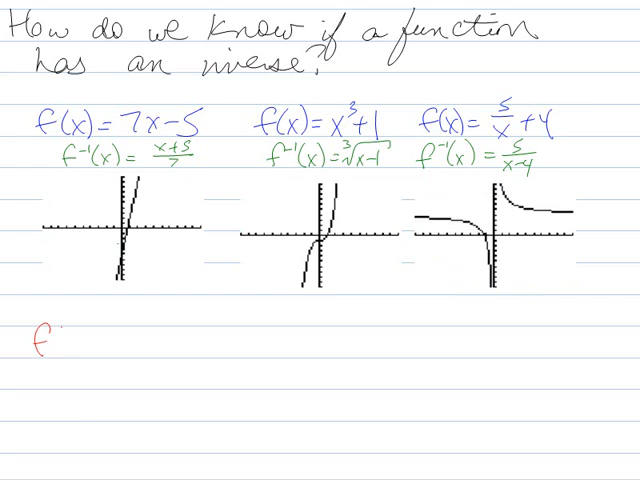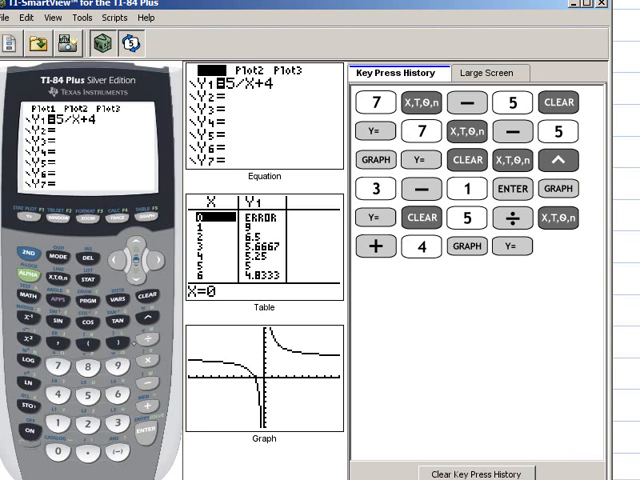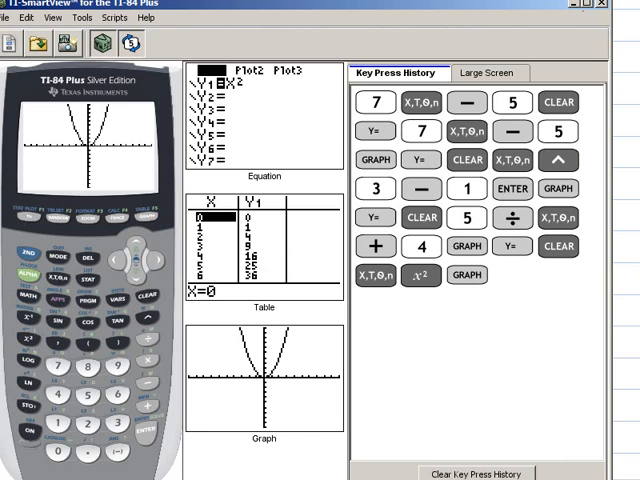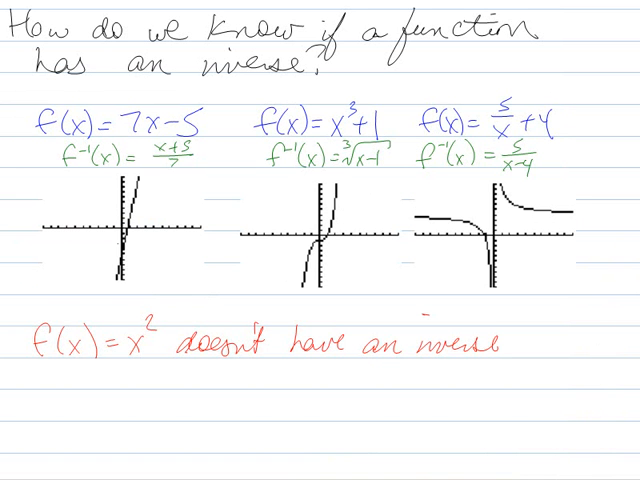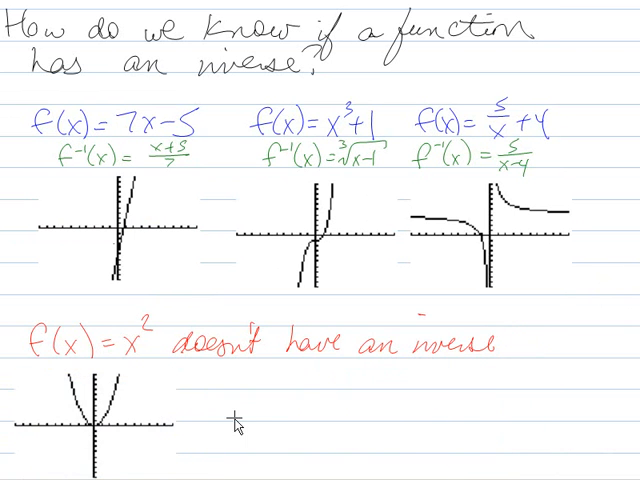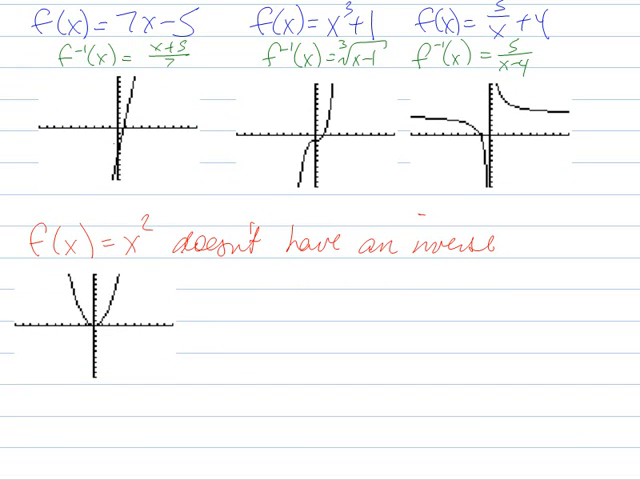Now we said f of x, x squared, doesn't have an inverse. So let's see what happens when we graph that. Well, we should know what this looks like by now, x squared, and it looks like that. This doesn't have an inverse. So what do all these that do have an inverse have in common? Can you tell by looking at them? Maybe, maybe not.